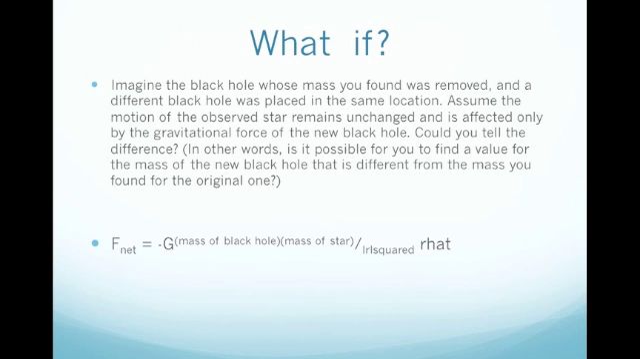Now let's move on to the second question of what if. The answer is no, because if the star position data points and the motion of the star remain the same, there is no other way to calculate the mass because there is no alternative gravitational force to give a different answer. If we were given different points, we could calculate a new mass and see a difference, but in this case, the answer is no.